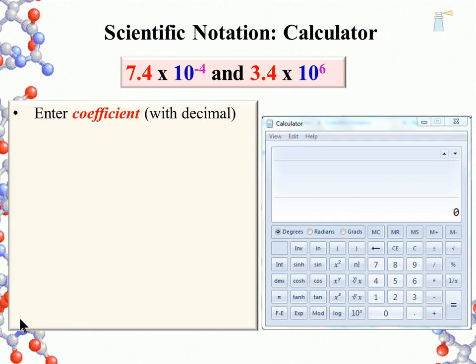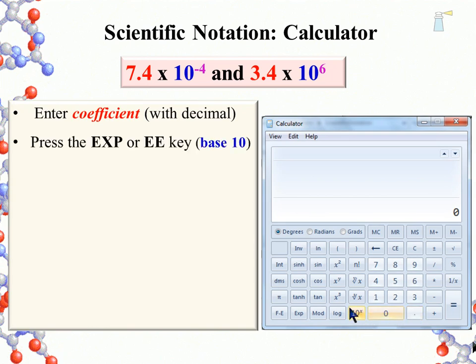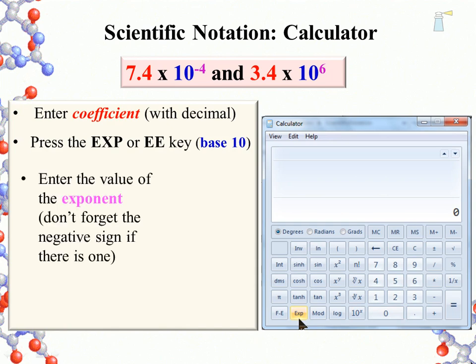To begin, enter the coefficient with the decimal point. Press the EXP or EE key. Almost all calculators will have a button that selects 10 as its base. Find it on yours. Enter the value of the exponent. Don't forget the negative sign if there is one.